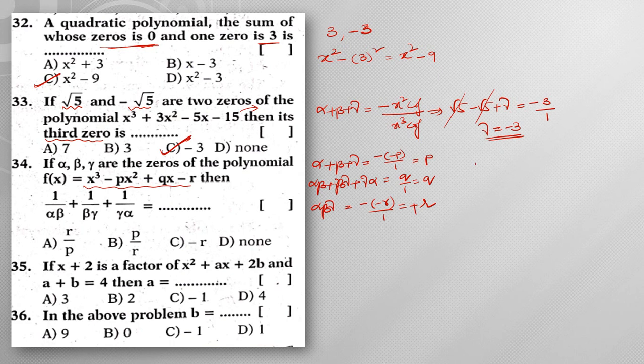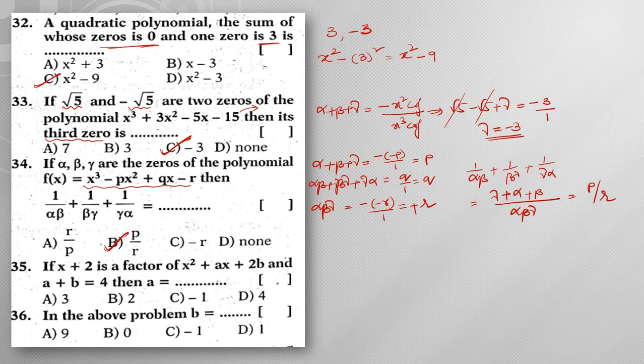Now what is he asking? 1 by alpha beta plus 1 by beta gamma plus 1 by gamma alpha. Now, multiplying with whatever term is missing, by taking the LCM, the LCM will be alpha beta gamma. Then here gamma is missing, so gamma plus alpha plus beta. Now from this, clearly the numerator is the sum of zeros and the denominator is the product of zeros. Directly substituting the values, the answer will be p by r.